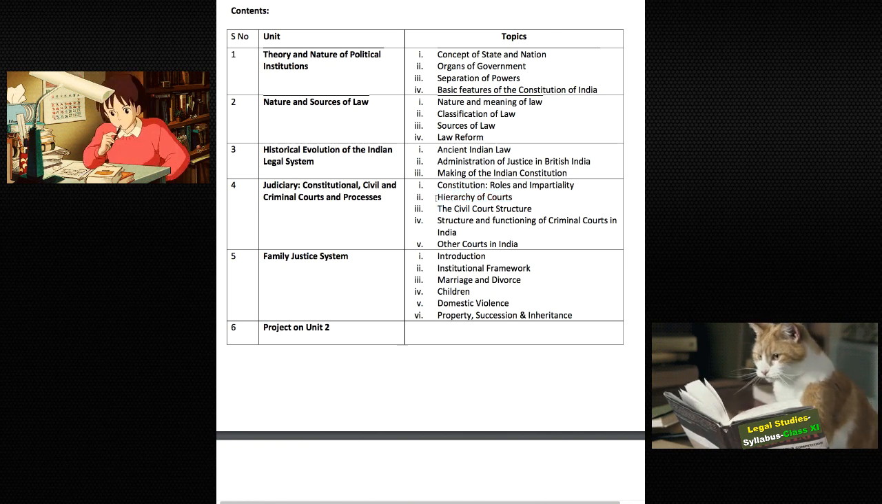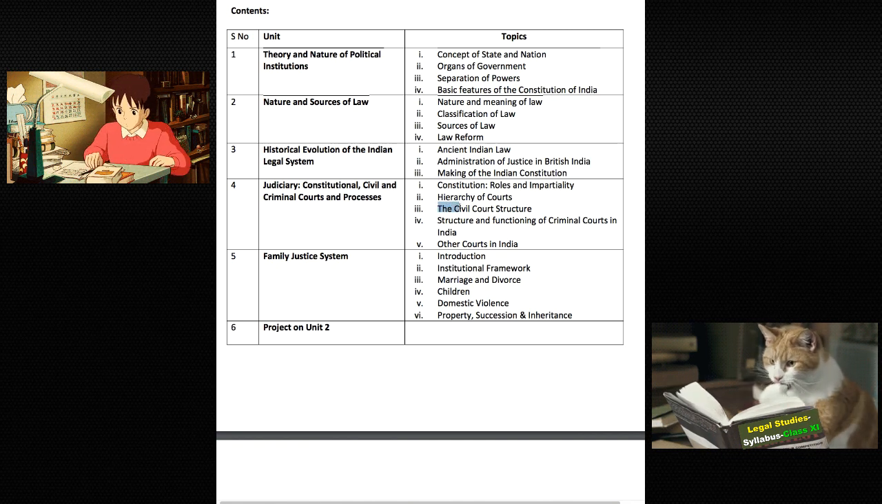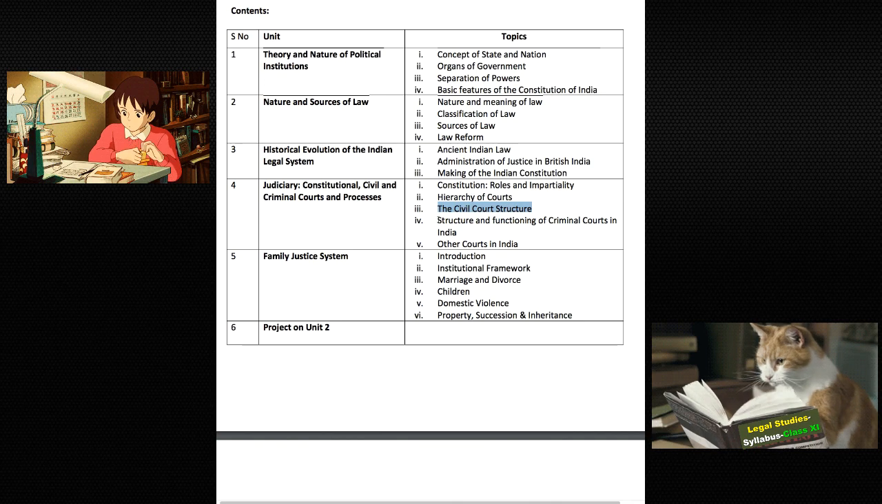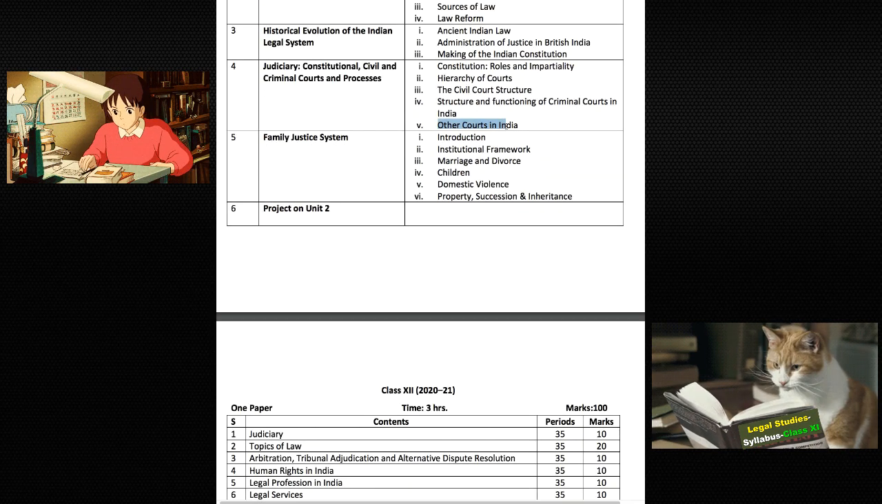While discussing this, we will also see there are 2 types of structure, that is the criminal court structure and civil court structure. So we will discuss both here. You can see structure and function of criminal courts in India. The last one is other courts in India.